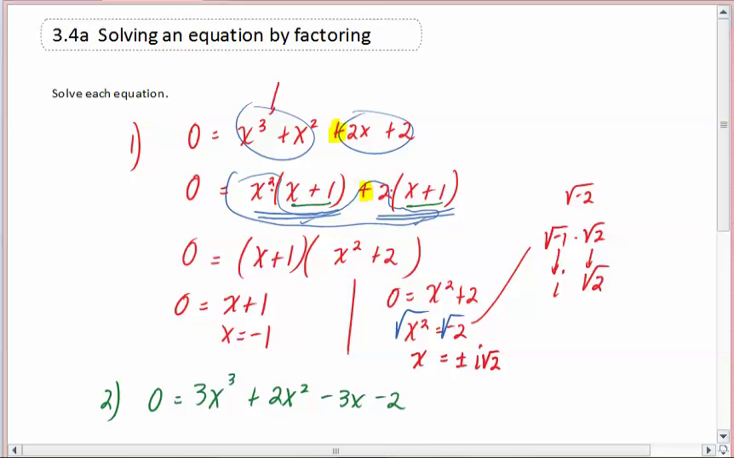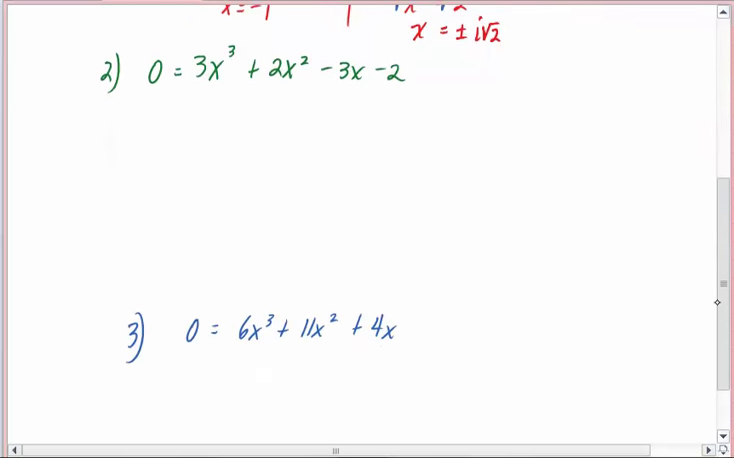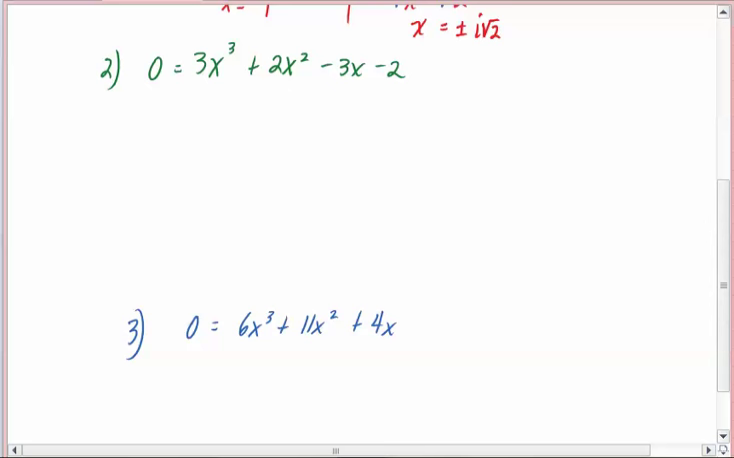Now it looks like we were going to have 3 roots, and we actually did. Plus or minus, that's 2 of them, i square root of 2, and then -1. So factoring could even give us some imaginary roots, which is what it just did. So be on the lookout for that.